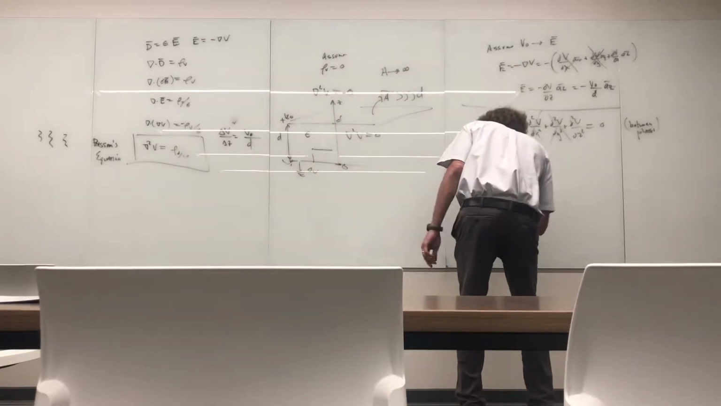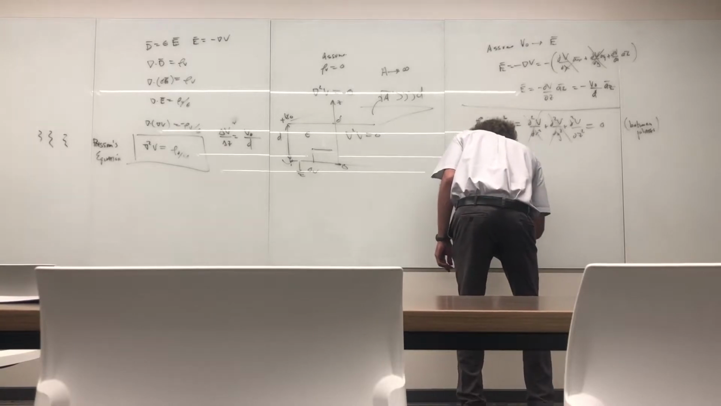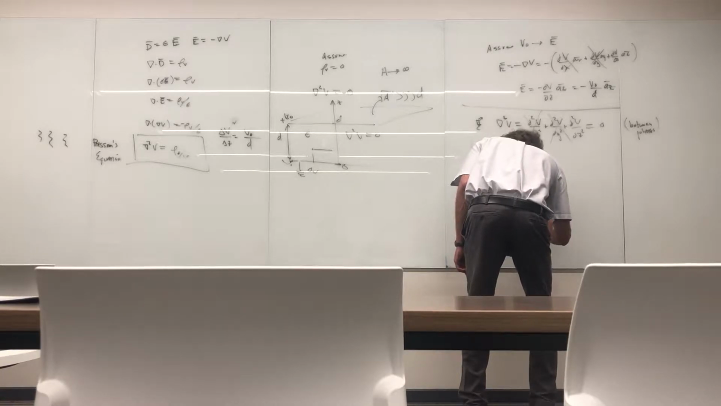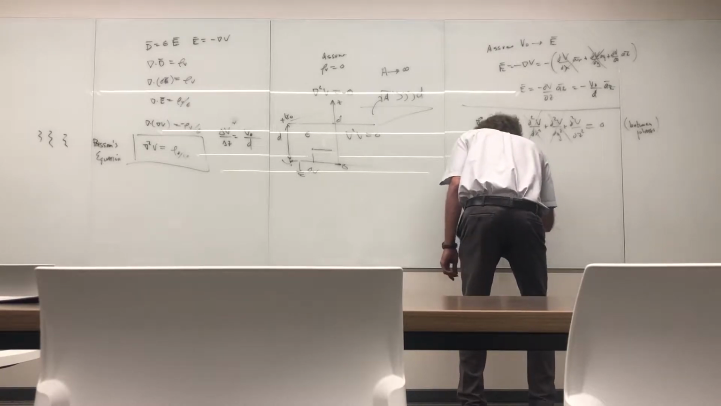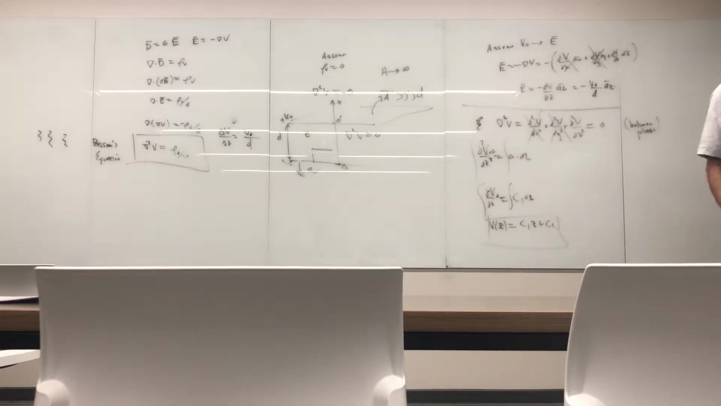Then I integrate this again with respect to dz, and I get V of z is equal to some constant c1 times z plus c2. Realize it's very simple. I just integrated the second derivative of V with respect to z squared twice, and I get the voltage with respect to z is some constant c1 times z plus c2. Do you all agree with that?